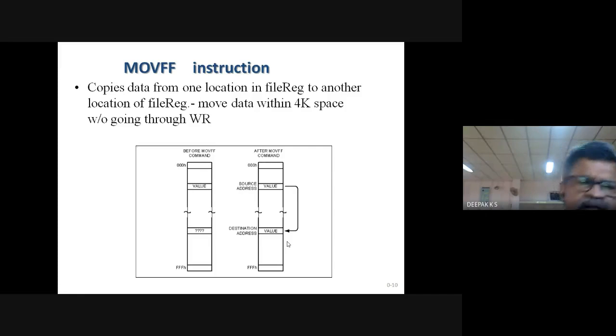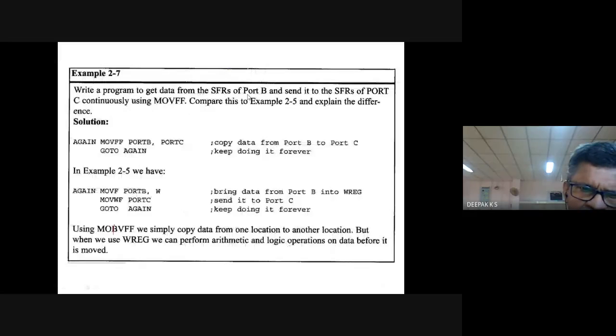So write a program to get data from SFRs of port B and send it to SFRs of port C continuously using move FF. Compare this to previous example. So you can write move FF port B port C. Copy data from port B to port C and you can do it again and again.